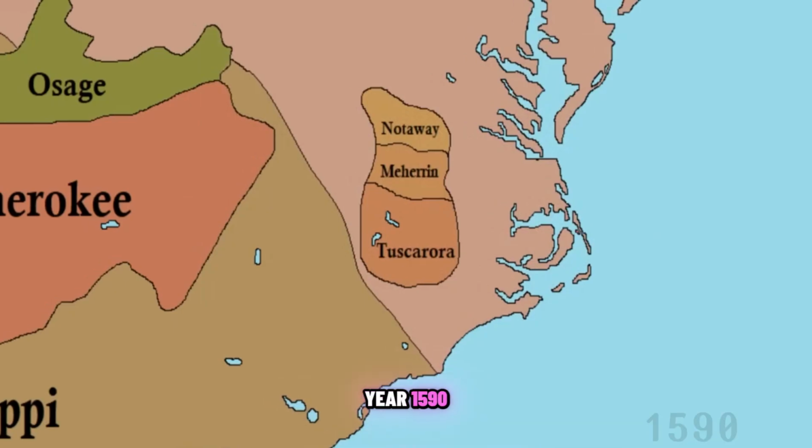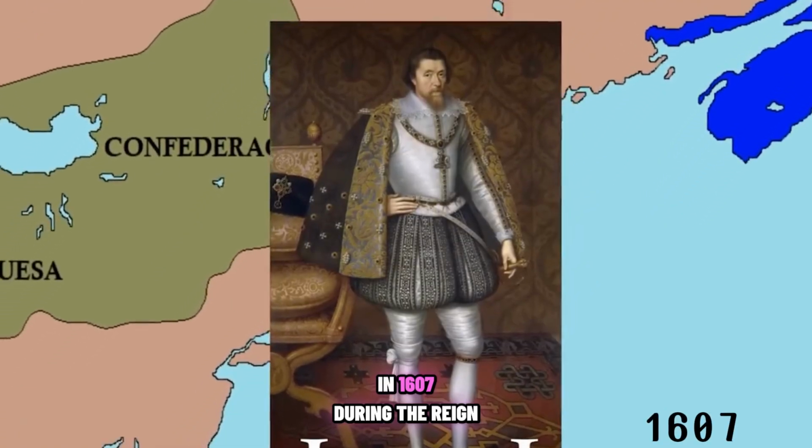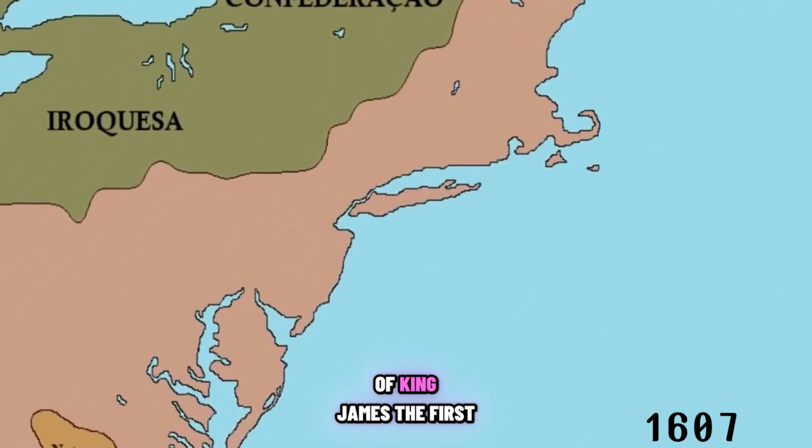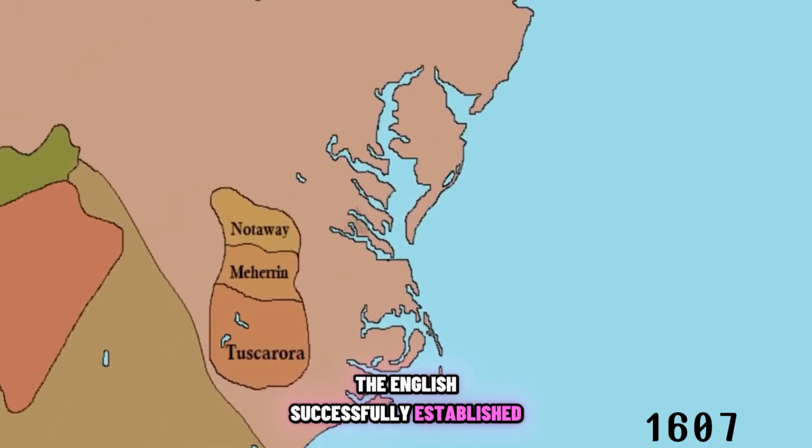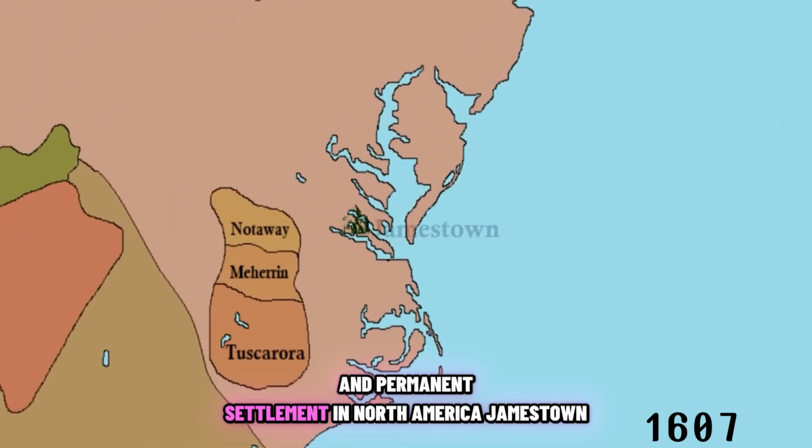In 1607, during the reign of King James I, the English successfully established the first stable and permanent settlement in North America, Jamestown.